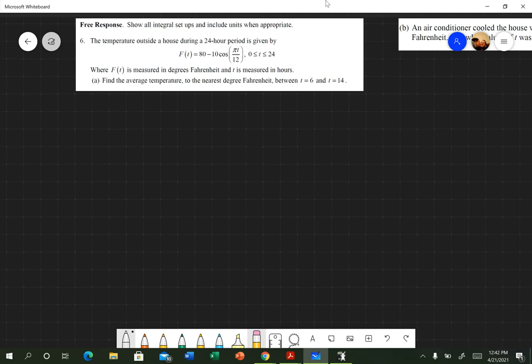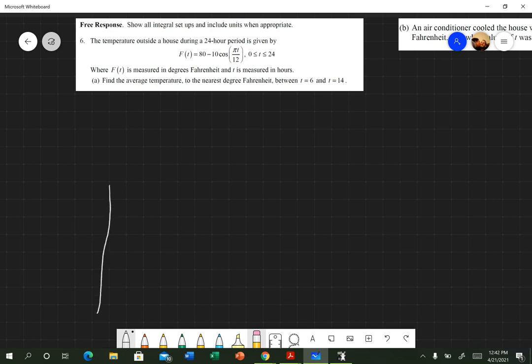And so the first part of this says: find the average temperature to the nearest degree Fahrenheit between t equals 6 and t equals 14. Where I like to start with this is to draw out the function, just so I have an idea or a vague sense of what we're working with here, right? And so let's start with that.